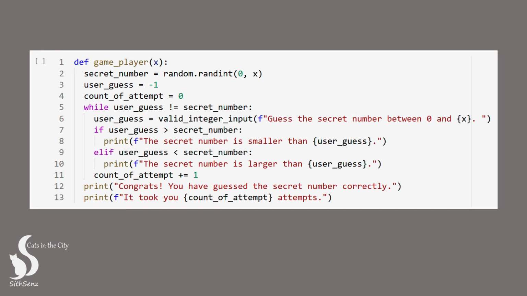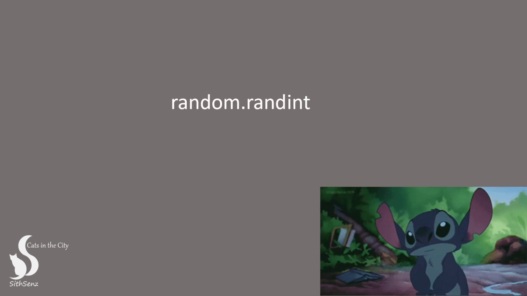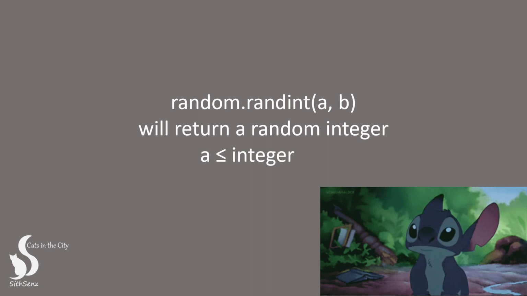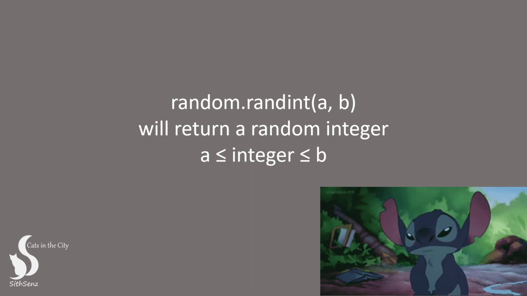Yes, let's do that. Remember that the game player function is called when our user decides to be the player. So, the computer will be the game master and choose a secret number. To choose a secret number, we can use the random module that we have imported at the beginning of our code. In the random module, there's a function called randint, short for random integer.